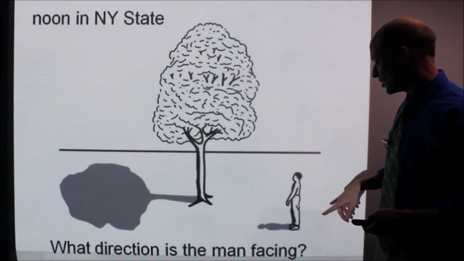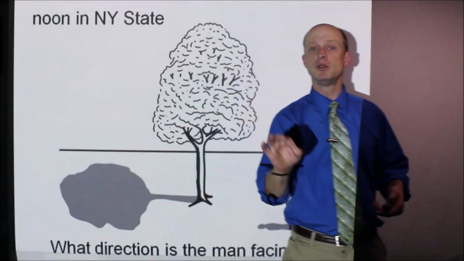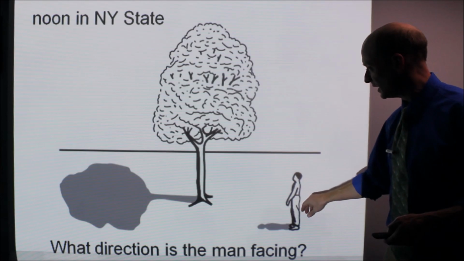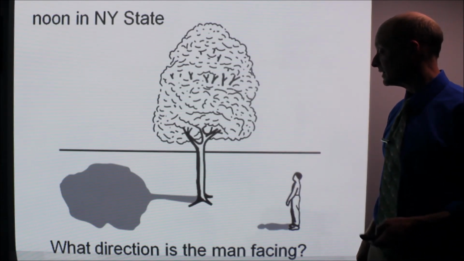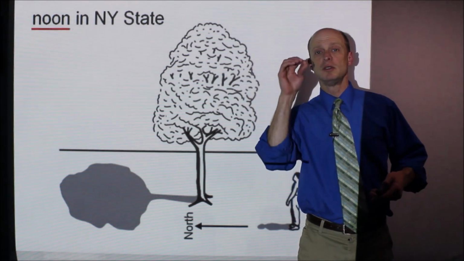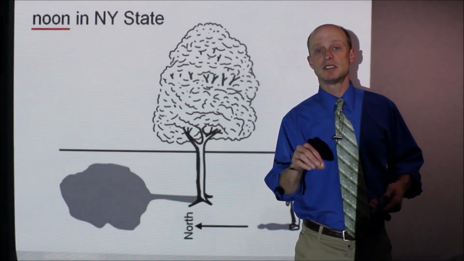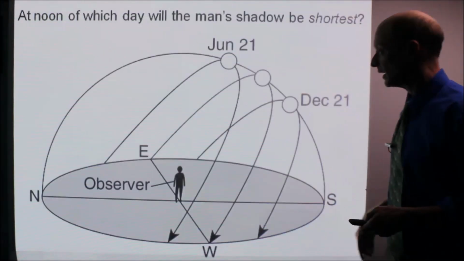This one is what direction is the man facing? And the key part is that you're told this represents noon or solar noon in New York State. See his shadow and see the tree. So hopefully you recognize this, and this is a big one. It's north. At solar noon, the shadow of the sun points due north, okay? So make sure you know it.